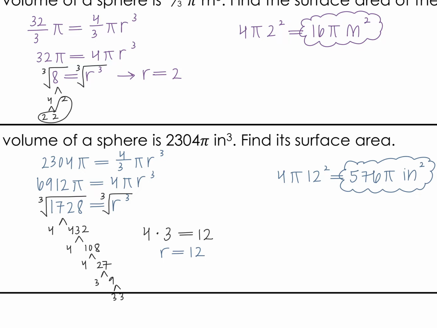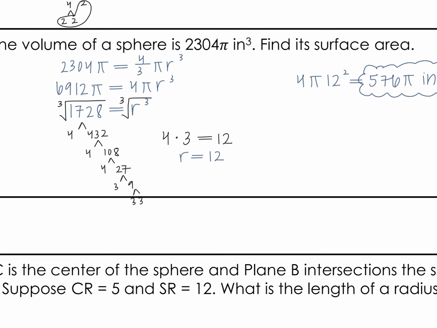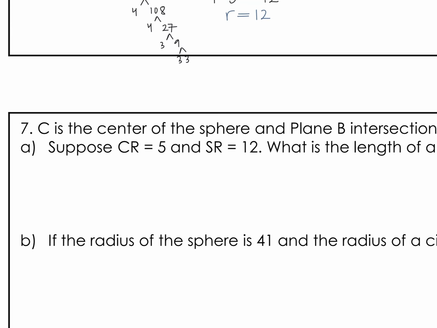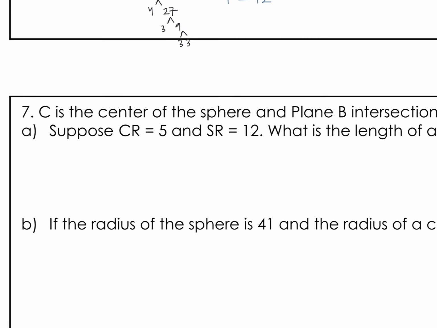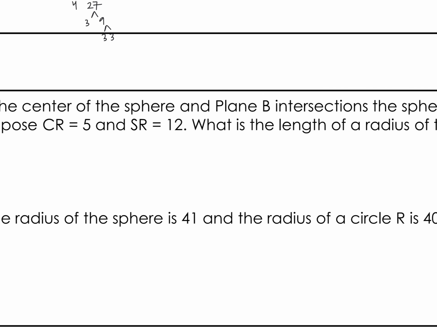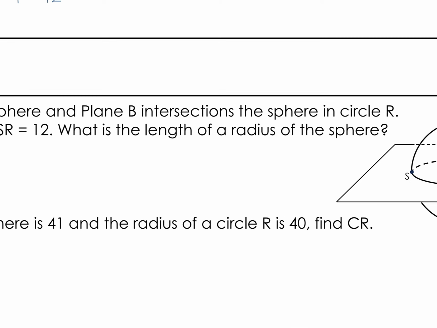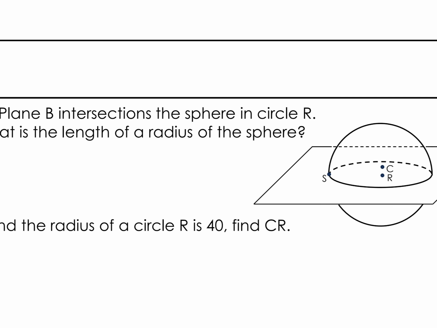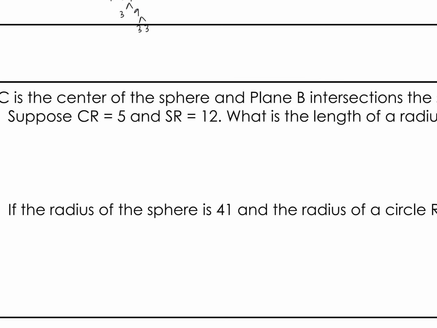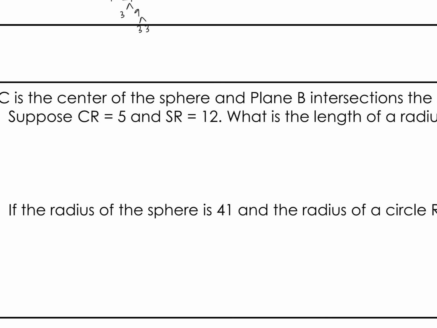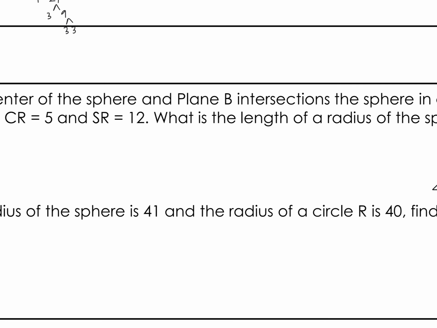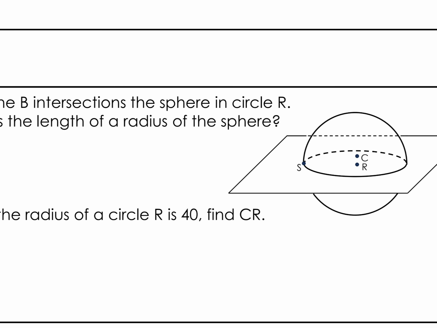All right, now moving on to our last problem on the back side. We have 2 parts to it. We have C is the center of the sphere, and plane B is going to intersect the sphere in circle R. Suppose that CR is going to be 5 and SR is 12. We want to find the length of the radius of the sphere.